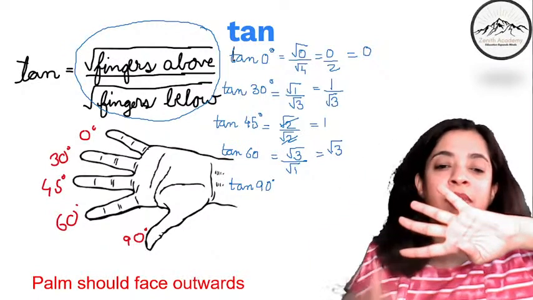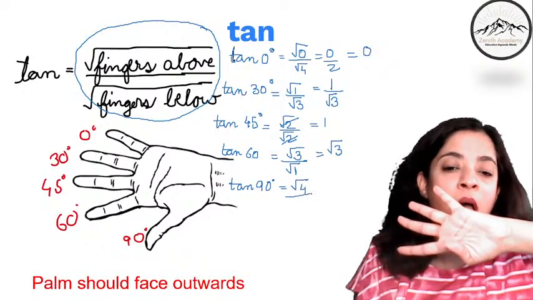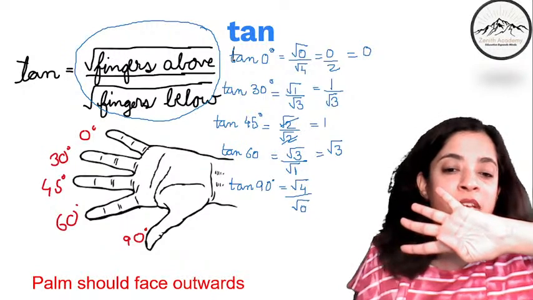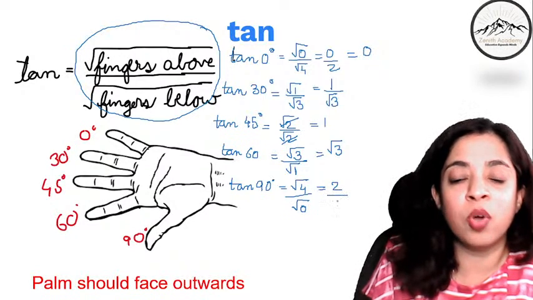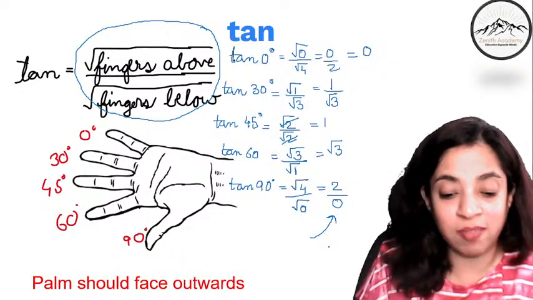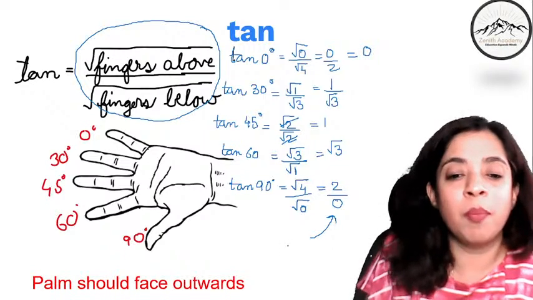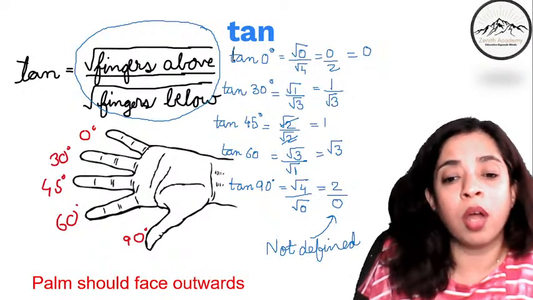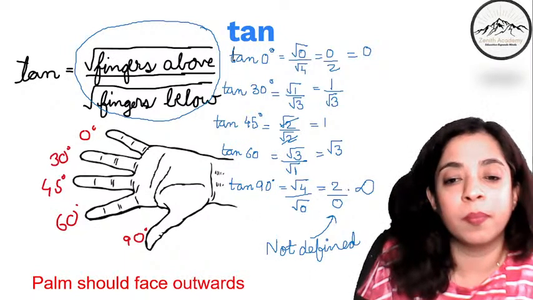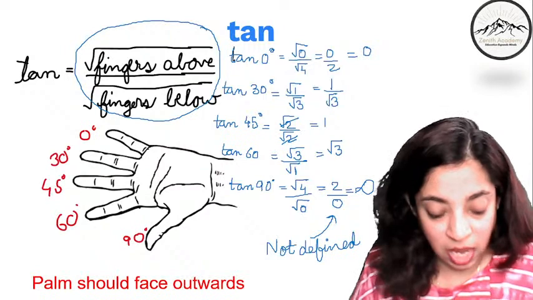Now tan 90. Fold this. How many fingers above? There are 4 fingers above, right? And how many fingers below? There are 0 fingers below, isn't it? So you have to pay attention. There is a 0 in the denominator. Whenever there is a 0 in the denominator, you cannot divide any number by 0. So this number becomes not defined. We call it not defined, or undefined, or infinity. Okay? Are you getting it?